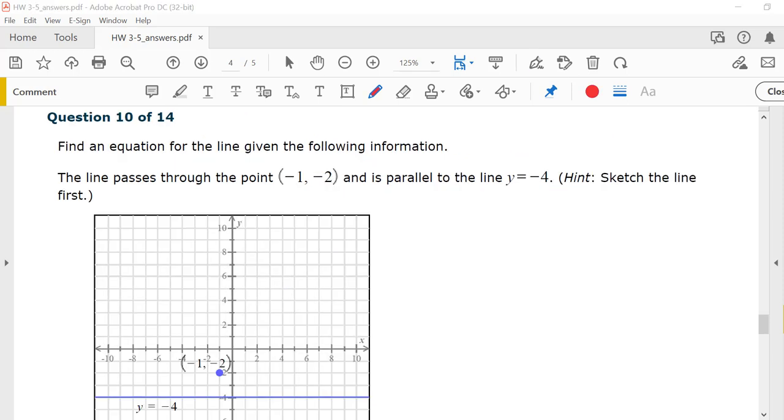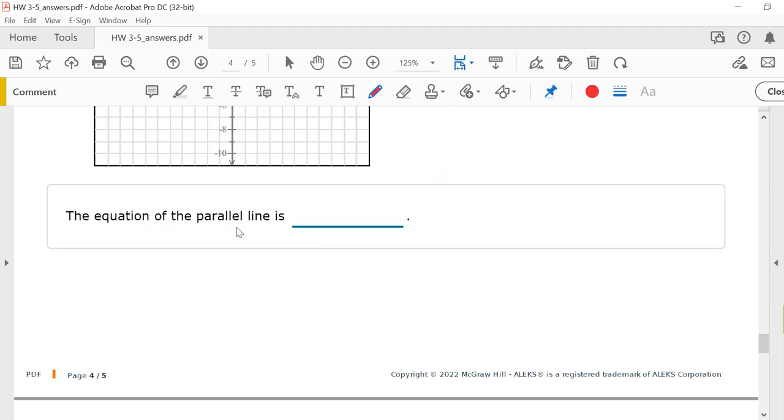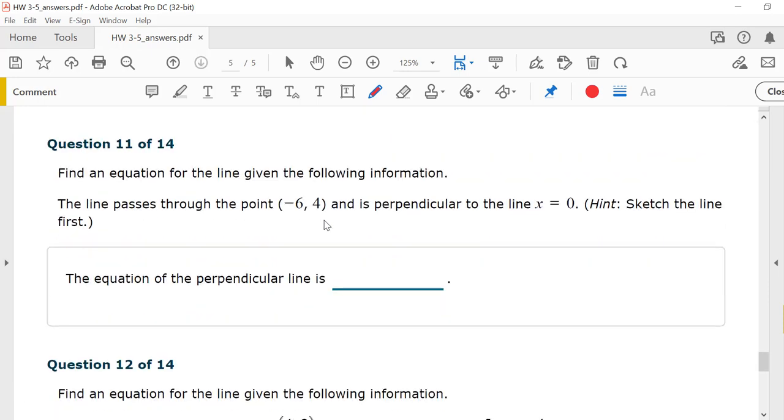Number 10, find an equation for the line given the following information. It passes through the point negative 1, negative 2, so right here, and it's parallel to the line y equals negative 4. So here's my line. What's the equation of that line? It's a horizontal line, so I know y has to equal a number. And what number does y always have to equal? Y equals negative 2. The equation of the parallel line is y equals negative 2.